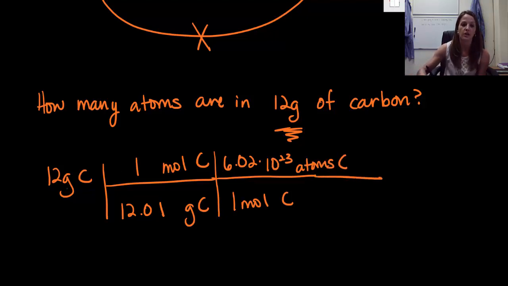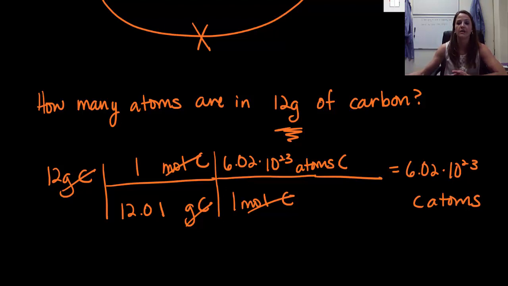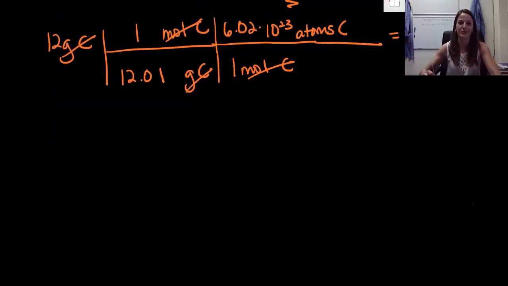So check our units. Grams of carbon, that cancels out. Moles of carbon, that cancels out. And we're left with atoms of carbon at the top. Well, we have 12 essentially divided by 12, so we're left over with the answer 6.02 times 10 to the 23 carbon atoms. So, how many atoms are in 12 grams of carbon? 6.02 times 10 to the 23rd carbon atoms. You need to realize and get very comfortable with going from grams to moles to atoms and then backwards. So now you try one really quickly before we make this incredibly challenging.